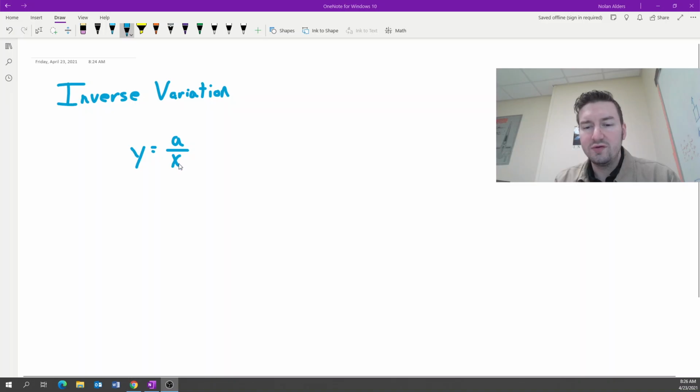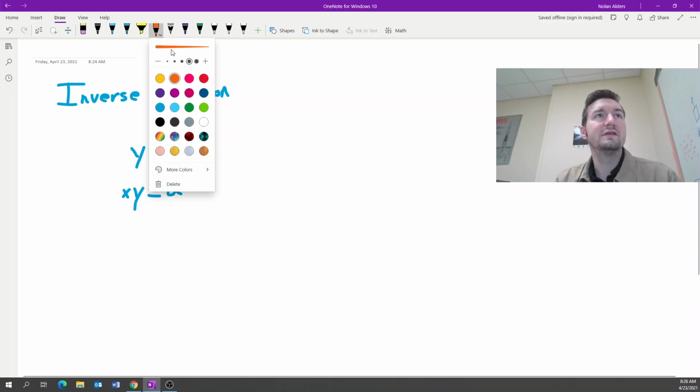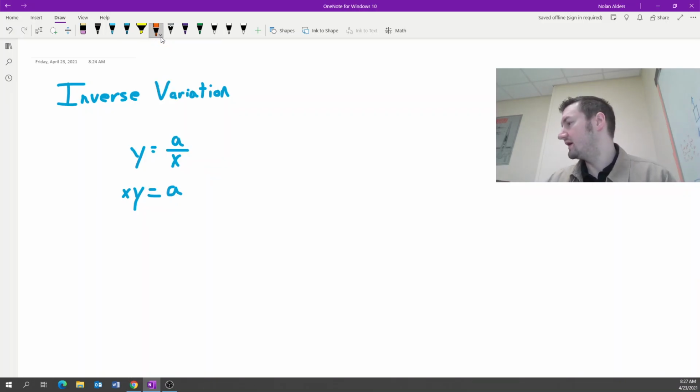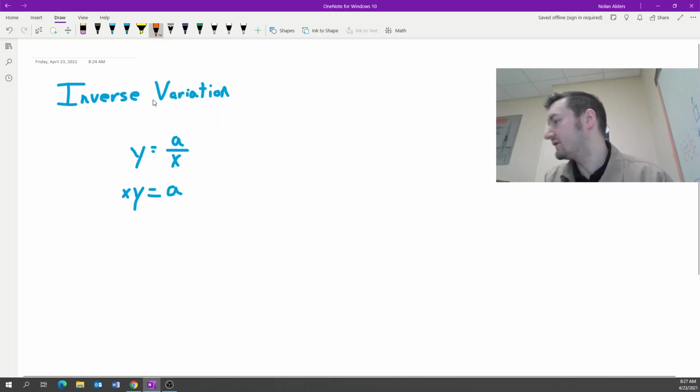And of course, if we multiply that x over, then we would get this form here, xy equals some constant a. So if you see either one of these forms, that's going to be inverse variation. So let me give you a few examples and let's see if you can determine what it is.